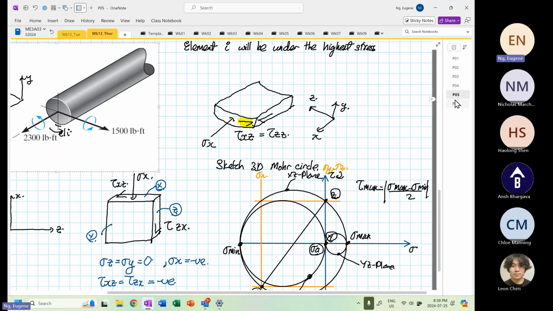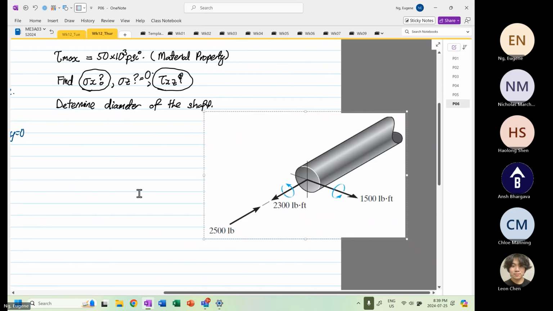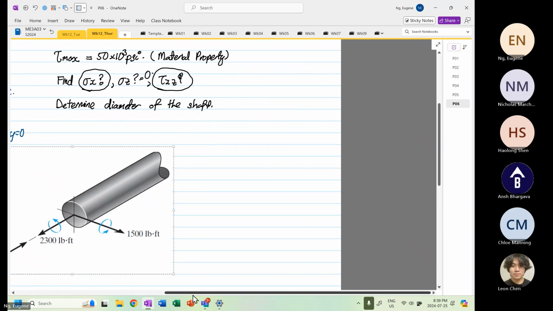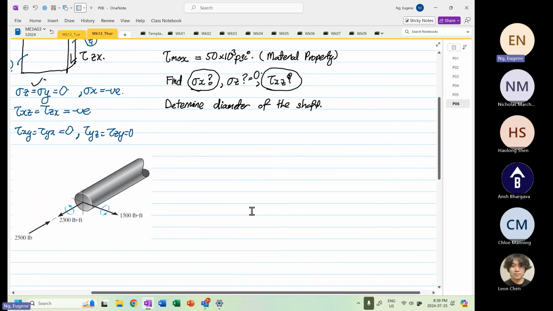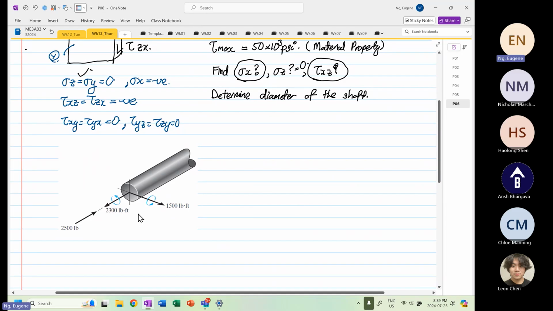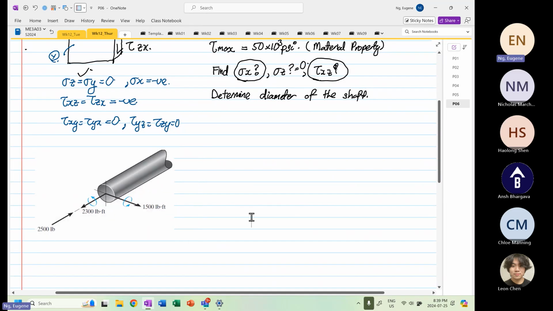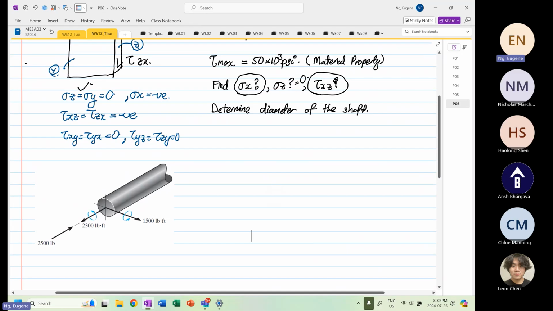Right. Okay, so this is our loading condition. So let's find the formula. So normal stress, okay, so sigma x or stress x.